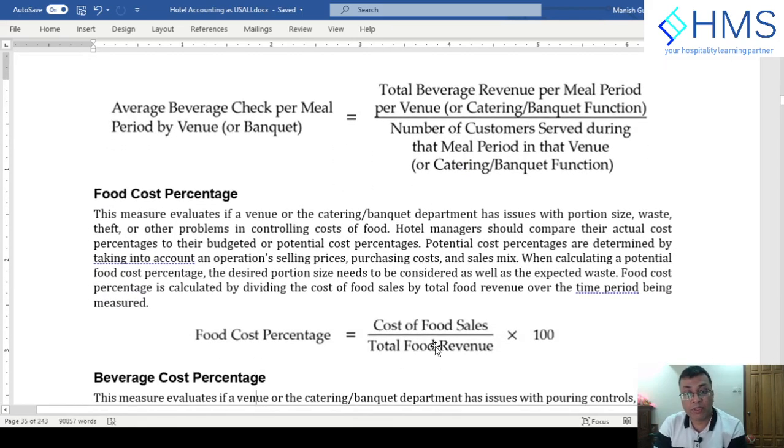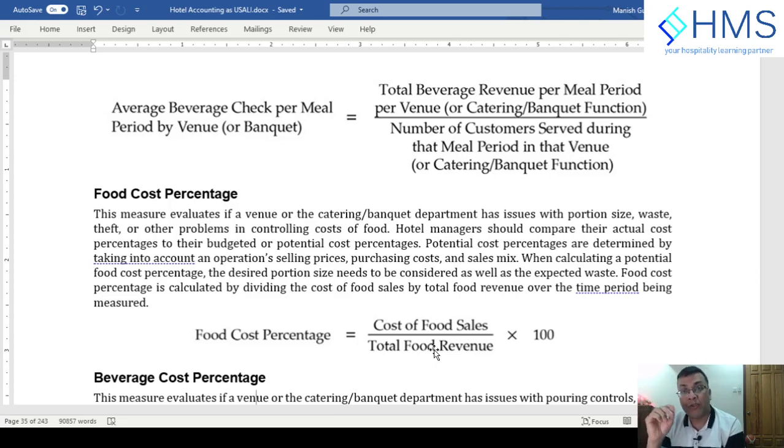Then you have food cost percentage, which is simple to calculate: total cost of food sales divided by the total food revenue before the allowance. Here we don't include the allowance. We normally include only the selling price, purchasing cost and sales mix. This measure helps us understand if our food cost is in line with our potential cost or not. Potential cost is usually the recipe cost based on the standard selling price, standard purchasing cost, and the estimated sales mix.